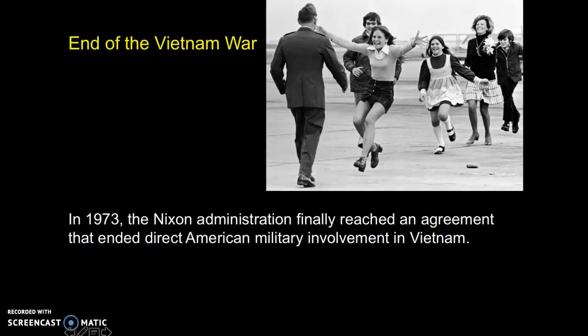The Nixon administration finally ends direct American involvement in the Vietnam War in January of 1973. But Nixon's policy of pursuing an end to the war in a way that didn't look like a defeat extended the war unnecessarily for several more years.